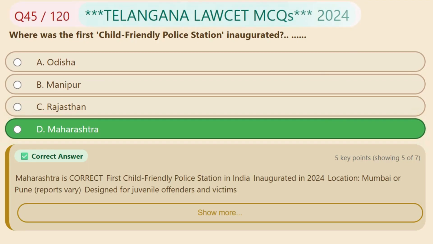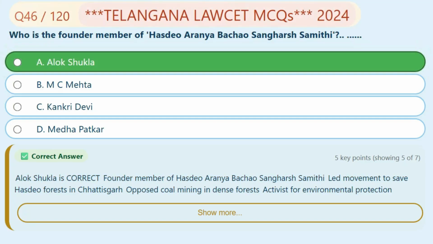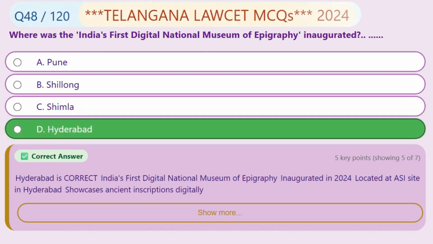Where was the first child-friendly police station inaugurated? Maharashtra. Who is the founder member of Hastio Aranya Bakayo Sangharsh Samita? Alok Shukla. Who is the first woman vice-chancellor of Aligarh University? Naeema Khatun. Where was India's first digital National Museum of Epigraphy inaugurated? Hyderabad.